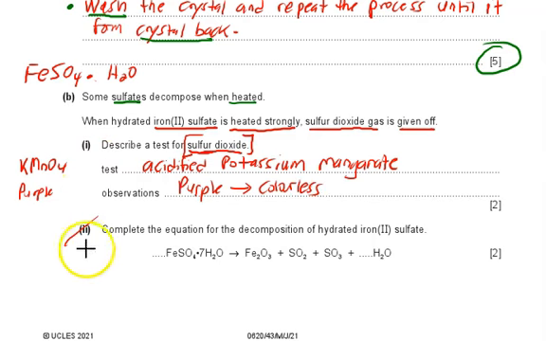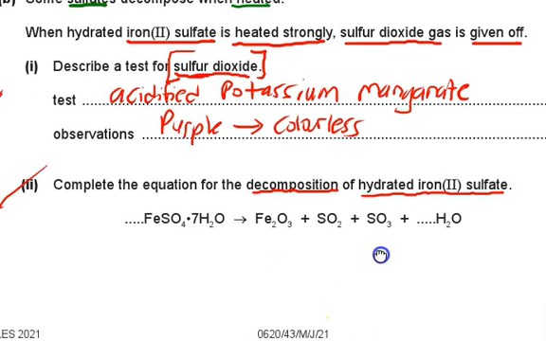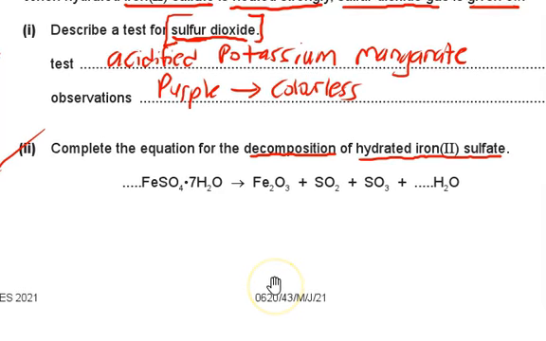Okay, number 2, complete the equation for the decomposition of hydrated iron(II) sulfate. So let me make it bigger. So here we will have 7 molecules. Here we have 2 iron, so we have to solve this one first. So we put here 2. Okay, so iron has been solved. Now we look at the sulfate group. Sulfur, they have 2. So here is 2 as well.